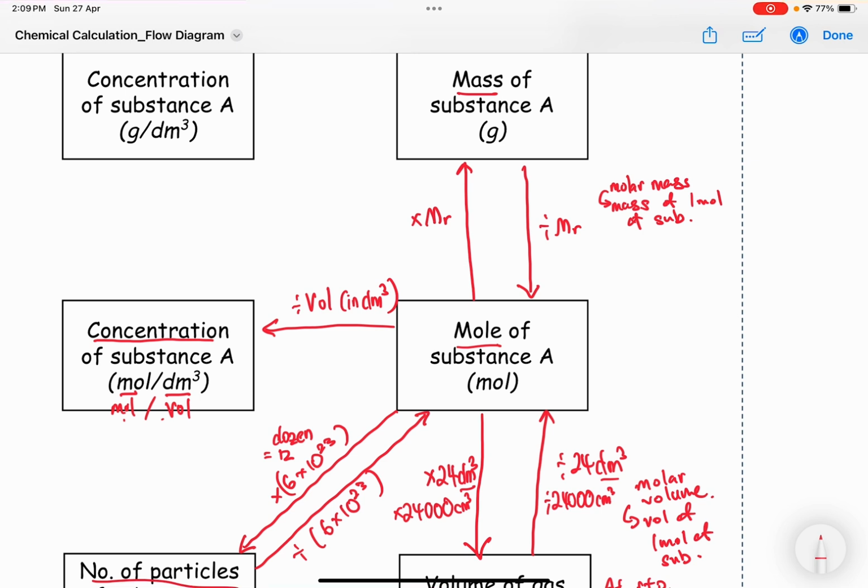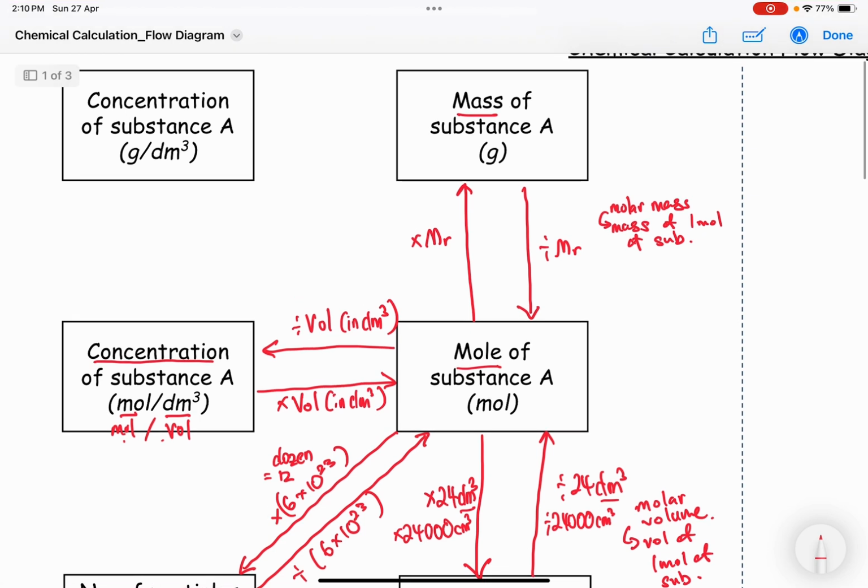So to convert mole to concentration, in this case mole per dm cube, I need to divide by the volume. And the reverse holds true with concentration. If I want to convert to mole, I need to multiply by volume, and this volume I must convert to dm cube. So this is for this part over here.